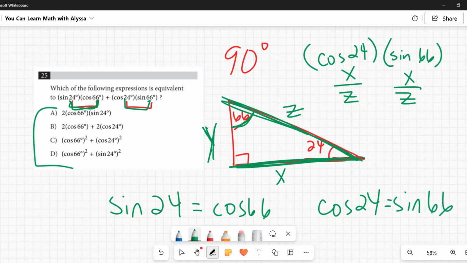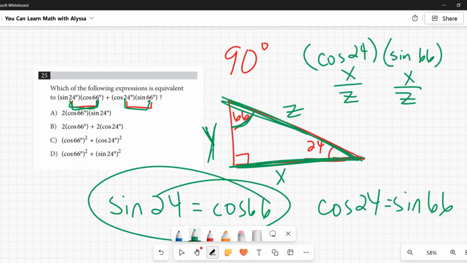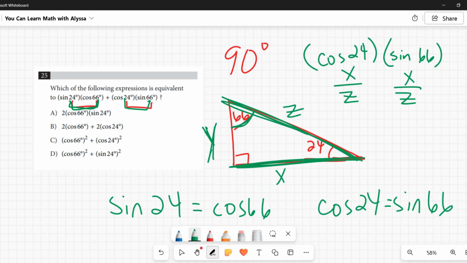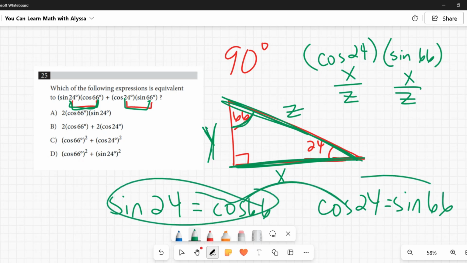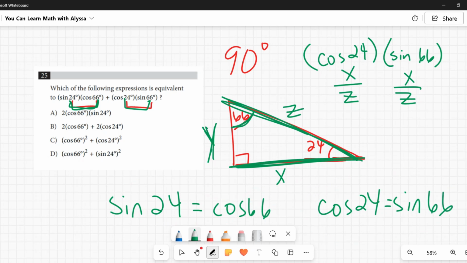So look at our options here. 2 times the cosine of 66 times the sine of 24. That doesn't look right, because this right here, sine of 24 and cosine of 66 are the same thing, but it's not the same thing as cosine of 24. These two groups are not equal to each other. They are not. So when these are being added, I'm not adding the same thing twice. So no, A is not an option.